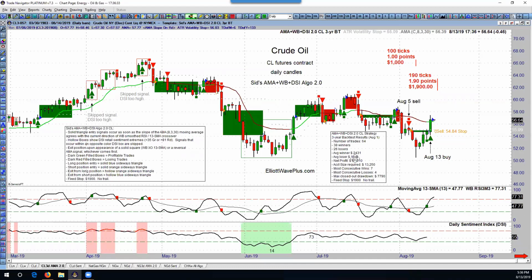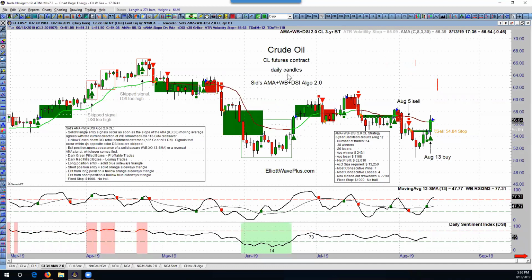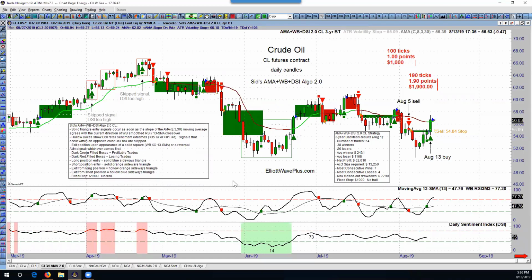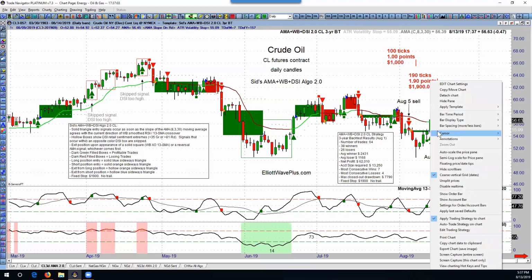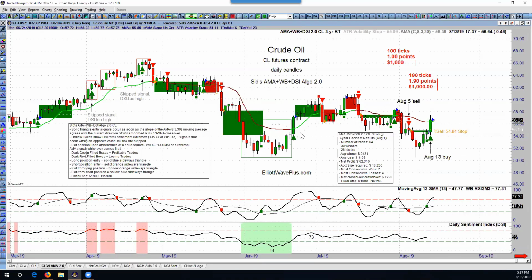So I thought I'd just very quickly describe what the AMA algo is and what it does. And we'll just use this crude oil here as an example. There's just a few indicators on the chart, and I've described this in previous sessions as well, so I don't want to spend too much time on it, so this is a little bit of a review. But one indicator is this moving average that's running constantly through above and below and through the middle of price candles, and that's called the AMA, or adaptive moving average.